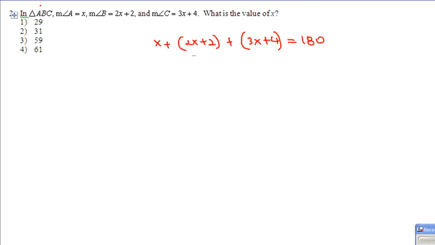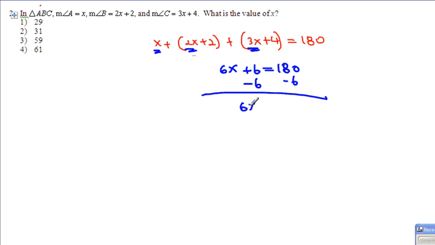Now when you combine the x's, as you can see, I have one here, another one, another one. When you add up these three x's, we end up getting 6x + 6 = 180. When you subtract 6 from both sides, we end up getting 6x = 174. Now when you divide by 6 on each side, x must be equal to 29. So therefore our answer will be choice number 1.